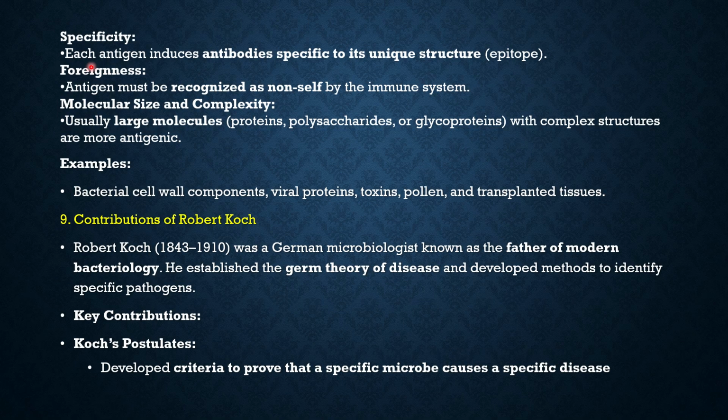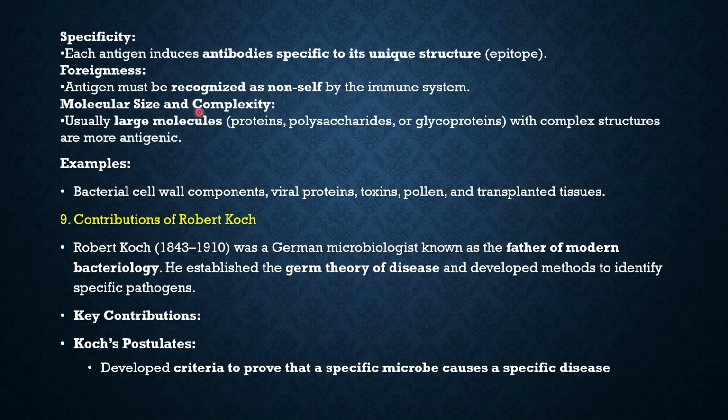Next is specificity. Each antigen induces antibodies specific to its unique structure. That means each antigen triggers the production of antibodies, and antibodies are so specific that they can recognize and bind only to that specific antigen. The next property is foreignness. That means the antigen must be recognized as non-self. It is foreign, from outside.